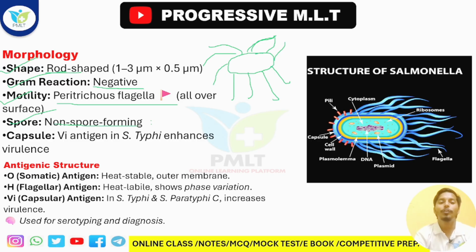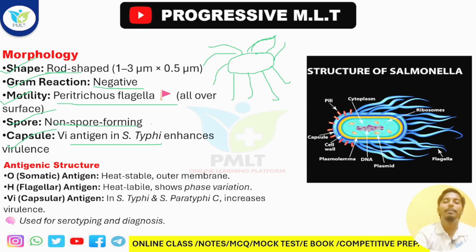After that, they are all non-sporing. They cannot form any kind of spore. Okay, and a capsule is present. The Vi antigen of Salmonella typhi enhances the virulence. The virulence of Salmonella typhi is basically increased by the Vi antigen. Got it?